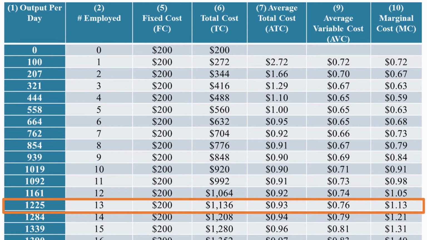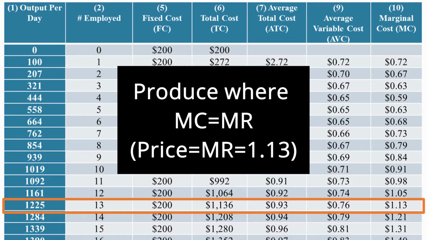We're going to assume that the price is $1.13 per unit, and therefore the firm is going to produce up to the point where the marginal cost is $1.13. That's at a level of output of 12.25. Where does that price of $1.13 come from? It comes from the market.